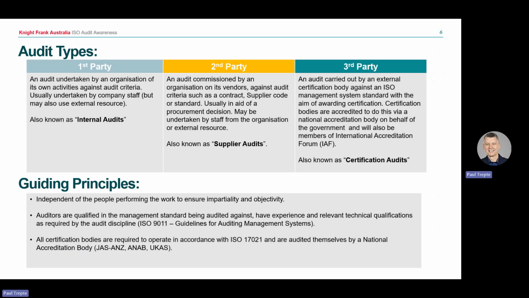All certification bodies are required to operate in accordance with ISO 17021 and are themselves audited by the National Accreditation Body. Within Australia, our accreditation body is JAS-ANZ. ANAB is a large American body, and UKAS is the national accreditation body for the United Kingdom.